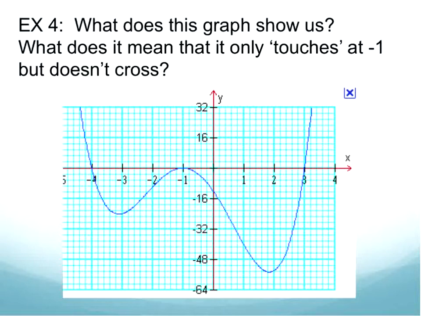Okay, so let's check this one out. What does this graph show us? There's 3 solutions. Okay, so somebody said 3 solutions.